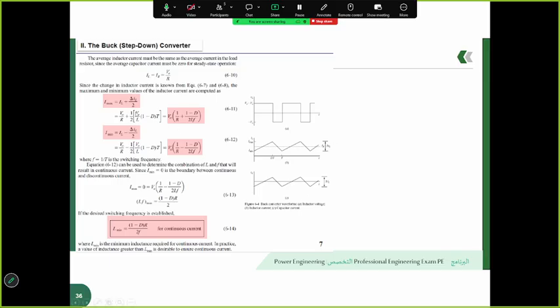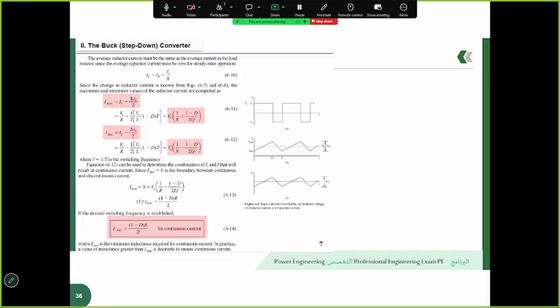These two equations show how to calculate I max and I min in terms of output voltage Vo, the duty cycle D, the inductance L, the load resistance R, and the switching frequency F. So equation 6.13 shows the condition for the boundary between continuous conduction mode, or CCM, and discontinuous conduction mode, or DCM.